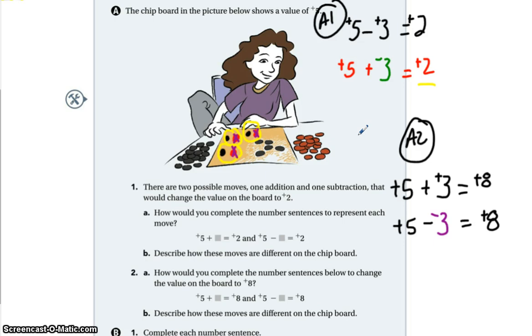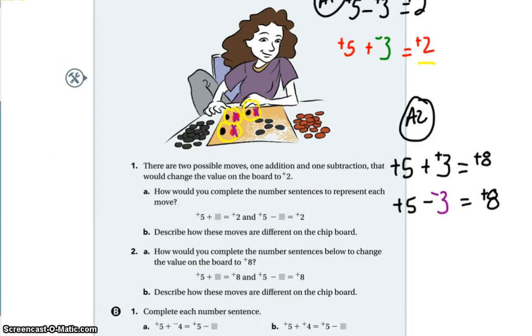Subtracting a positive is like adding a negative, and adding a positive is like subtracting a negative. Each way gets us to move the proper way on our number line.